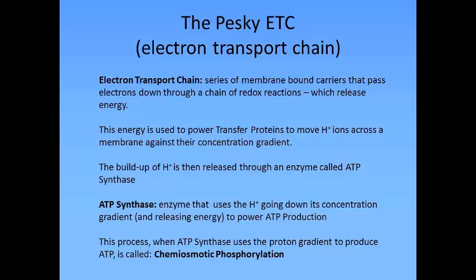The buildup of hydrogen ions is then released through an enzyme called ATP synthase, and this is set up much like a channel protein, like a water wheel on the end. ATP synthase is an enzyme that uses the hydrogen protons going down their gradient and releasing energy when they do this to power ATP production. This process, when ATP synthase uses the proton gradient to produce ATP, is called chemiosmotic phosphorylation.